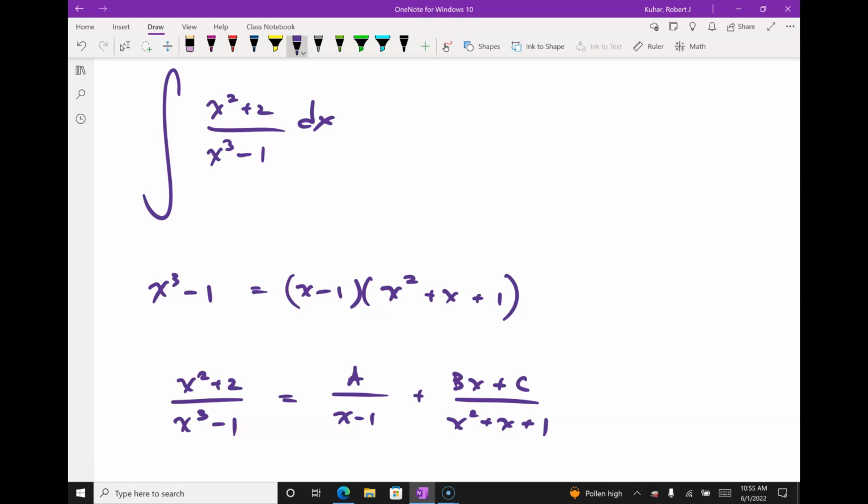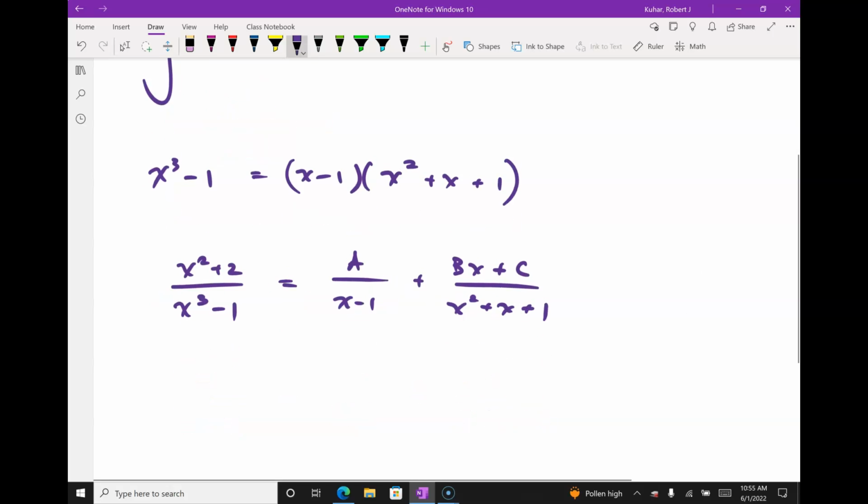So over a linear, I have to have a constant. Over a quadratic, I have to have a linear. Best case scenario, worst case scenario, right? It could be less than that. So B could be 0 in this case. Okay, yes, you with me? All right, what do we do?